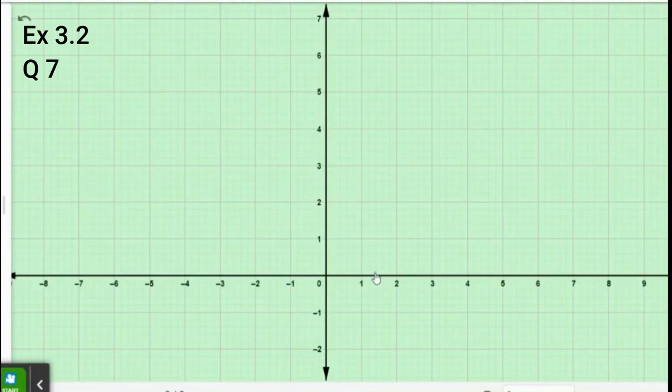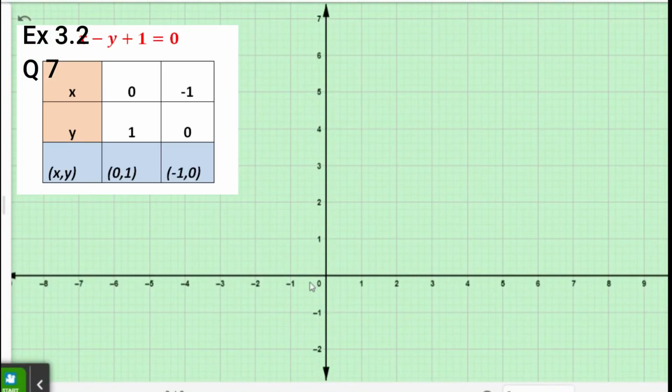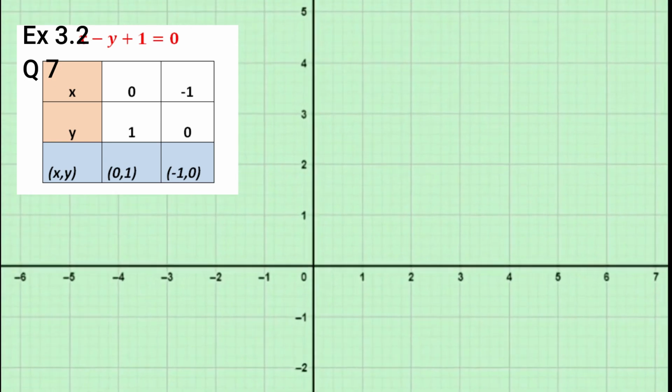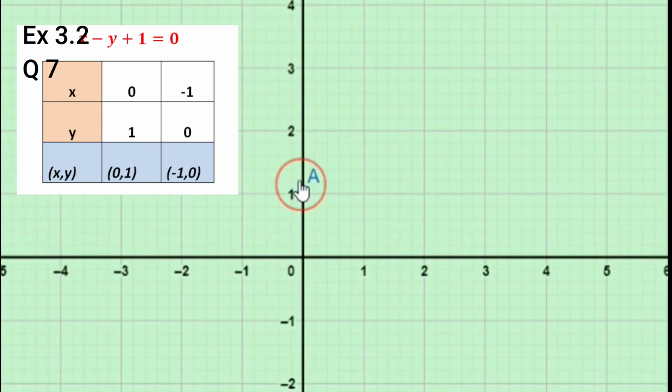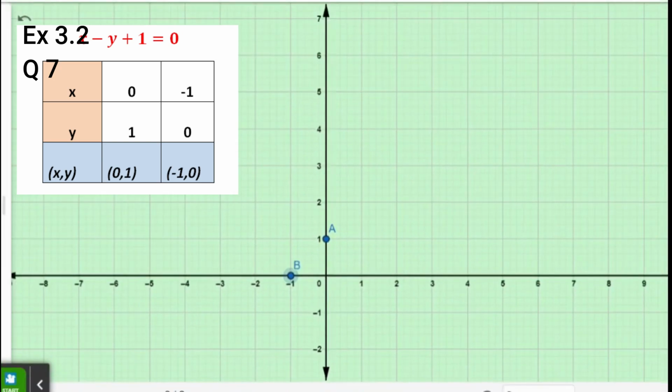This is the graph with x-axis and y-axis, and we are going to represent the points for the line x minus y plus 1 is equal to 0. The points for x minus y plus 1 is equal to 0 are 0 comma 1, which lies on y-axis, and minus 1 comma 0 in negative x-axis. Now I am going to draw a line touching these 2 points. So this is the line.